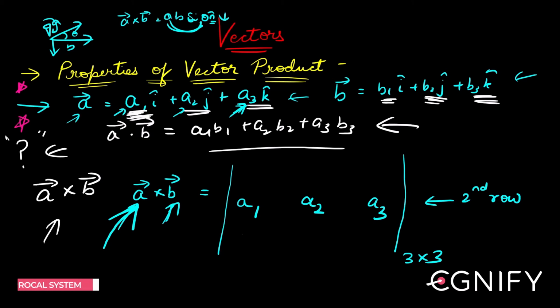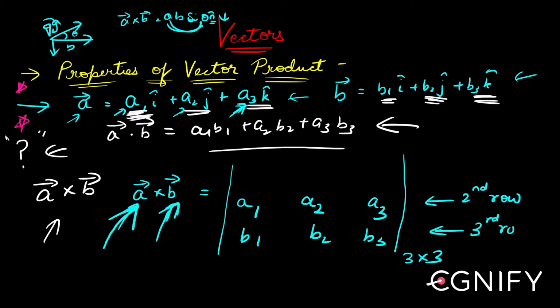You will write the components of B in the third row. Then what will you do in the first row? In the first row, you will just write I cap, J cap, K cap. And now you will take the determinant of this 3x3 matrix.